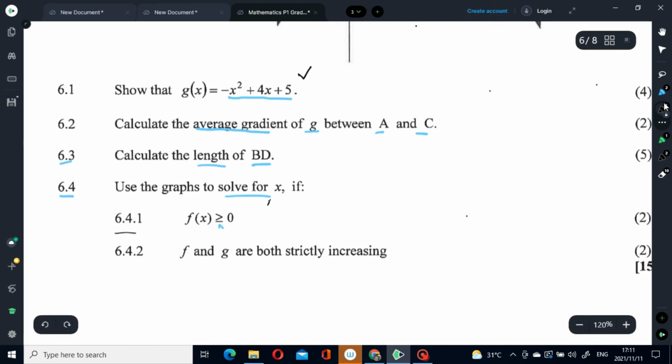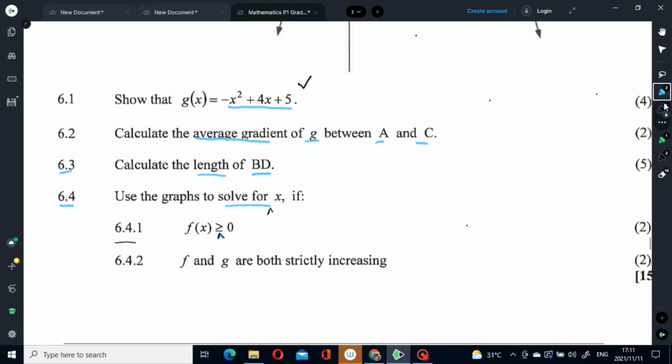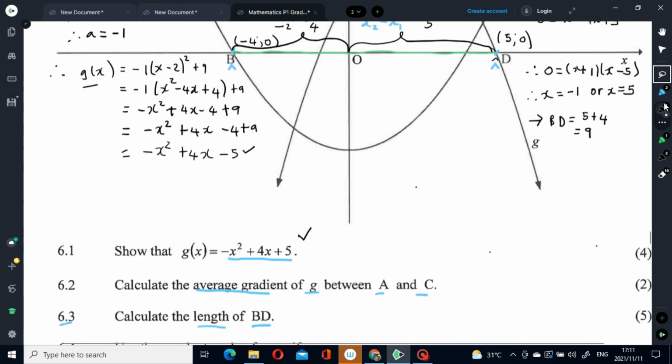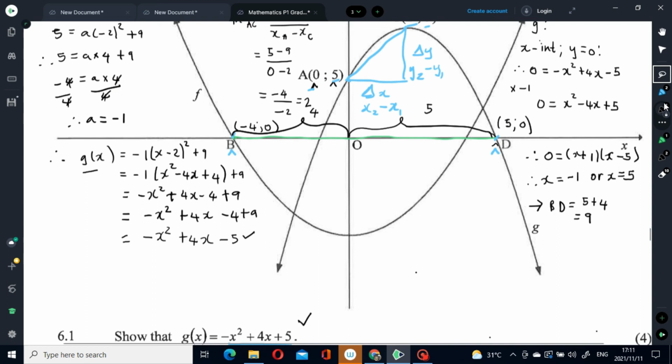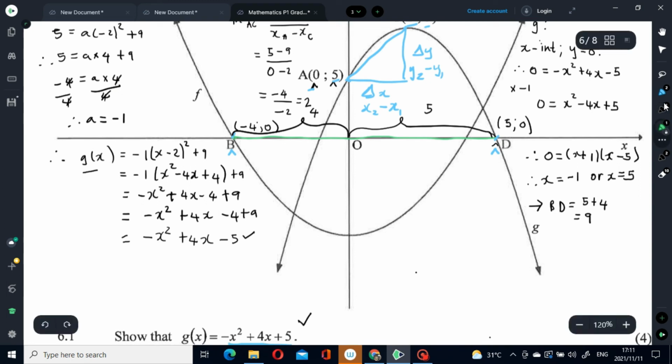Right, let's have a look at 6.4.1, for which values of x is f of x greater than or equal to 0. So we're looking for all the x values for which f of x is above the x-axis and greater than or equal to 0. So let's look at the regions. Let's look at the places where f is positive, f is greater than or equal to 0. Let's just use green to highlight the areas. So it's this area here. We can see for all x values in that region, f is above the x-axis. f is positive or greater than 0.